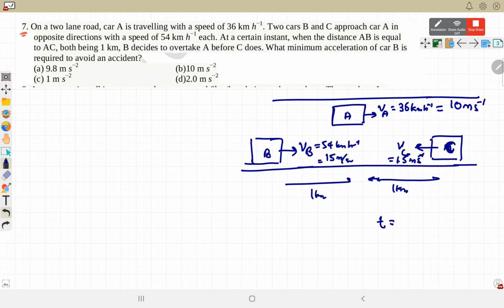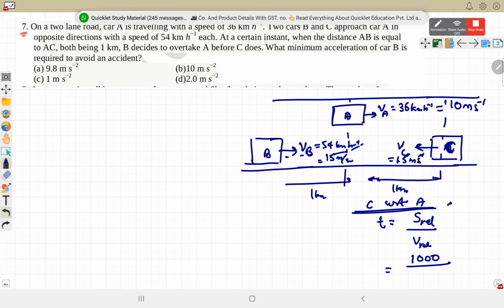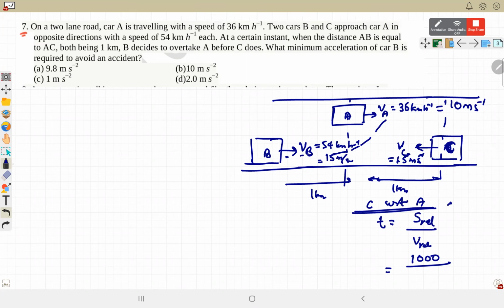Okay. Time taken to reach is for C, because C is not accelerating: relative displacement divided by relative velocity. Relative displacement कितना है? 1 kilometer, so that is 1000 meter, and relative velocity is 10 plus 15. This is motion of C with respect to A. C जितनी देर में A तक पहुंचता है, उसके पहले B चाहता है कि वो आगे आके और साइड में अपनी लेन चेंज कर ले, so as to avoid the collision. For C with respect to A, they are moving in opposite directions, so relative velocity will be added, 10 plus 15, that's 25. So time taken is 40 seconds.